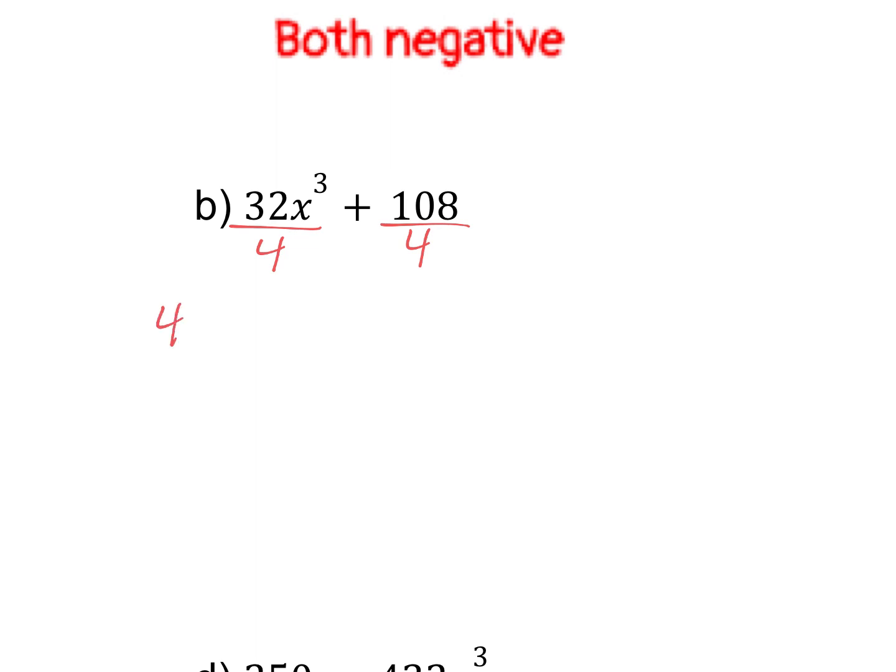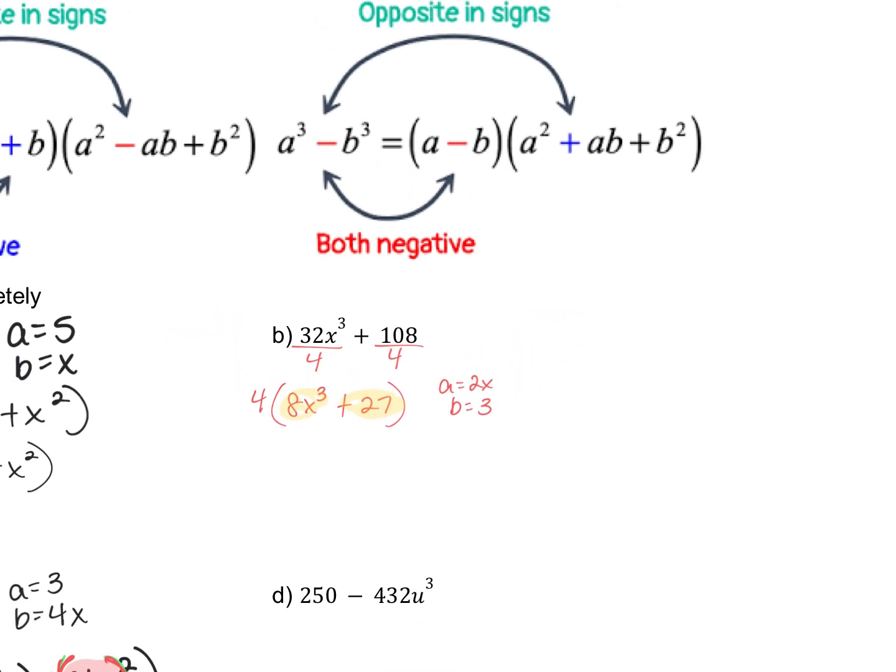So this would be 4 times 32x cubed divided by 4 would give you 8x cubed, plus that would be 27, I believe. Now, are those two things perfect cubes? The answer is yes. So now we're going to factor it, no big deal, and it's just going to have that 4 floating around out front. Don't forget about it. Don't let it fall off. So my A for this would be 2x. My B would be 3. So I get to plug it in that big formula. It's okay with the 4 floating around out front.